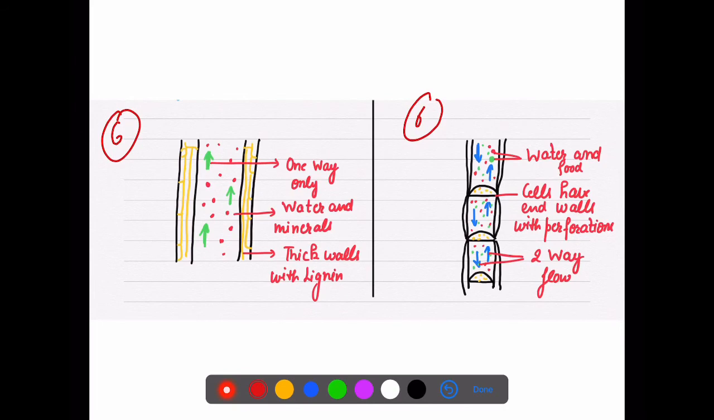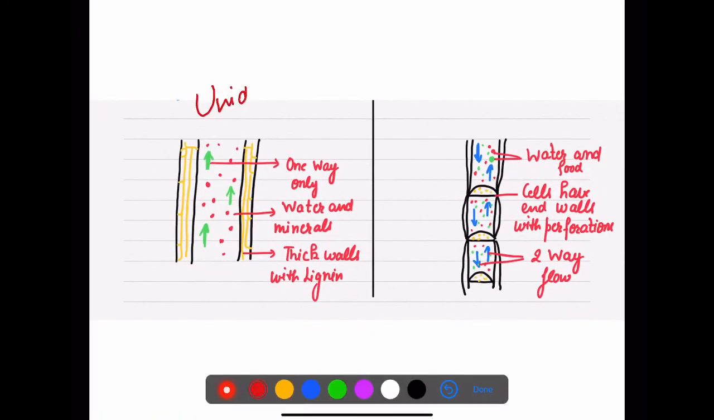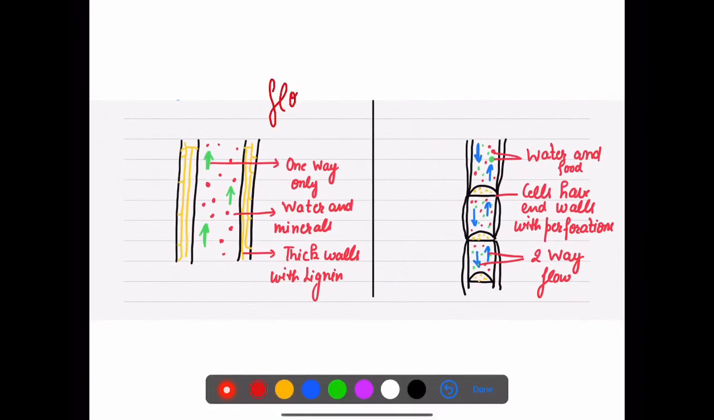As you can see, xylem has thick walls, and these walls are made up of lignin. These are the water and minerals which are going in the upward direction. So here the conduction of water and minerals is only a unidirectional flow. Unidirectional, uni means one, single. So unidirectional flow of water and minerals.